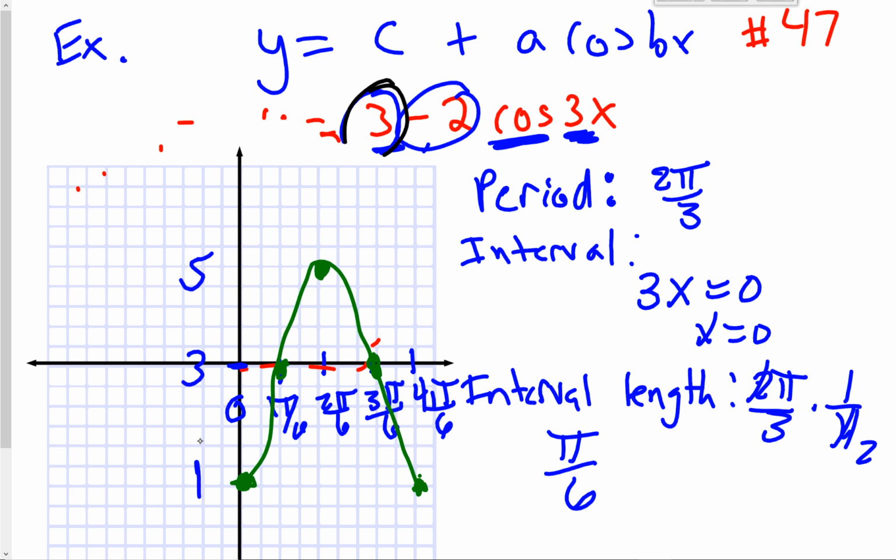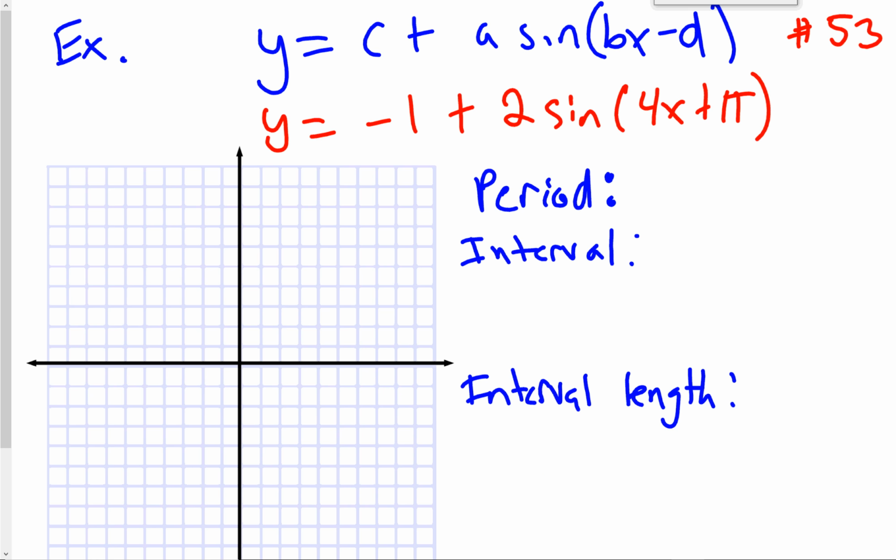So I just changed these y values. So instead of 1, 0, and -1, it became 5, 3, and 1. Okay, so that's all you have to do. It's really just change your axis. Okay, maybe the last one.